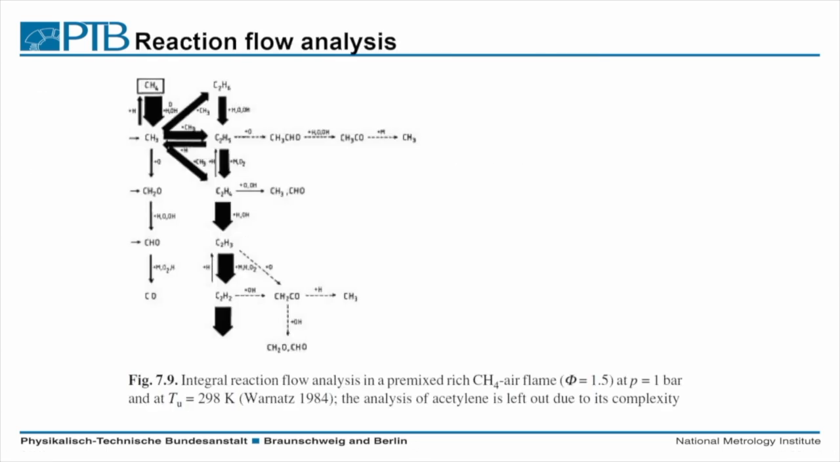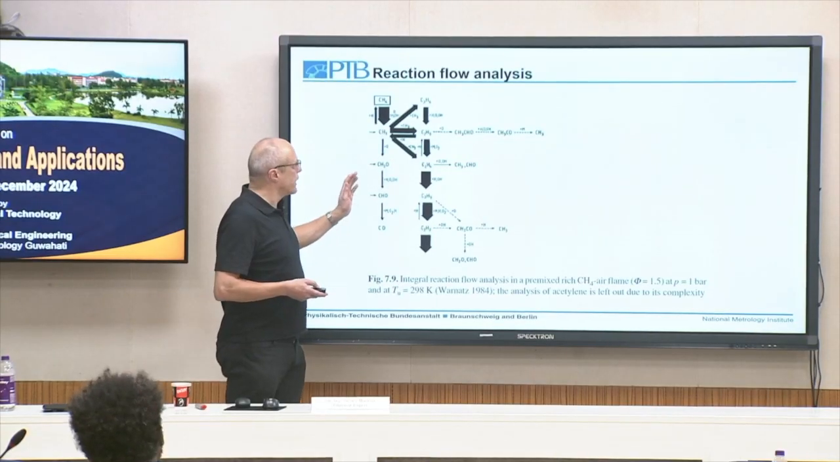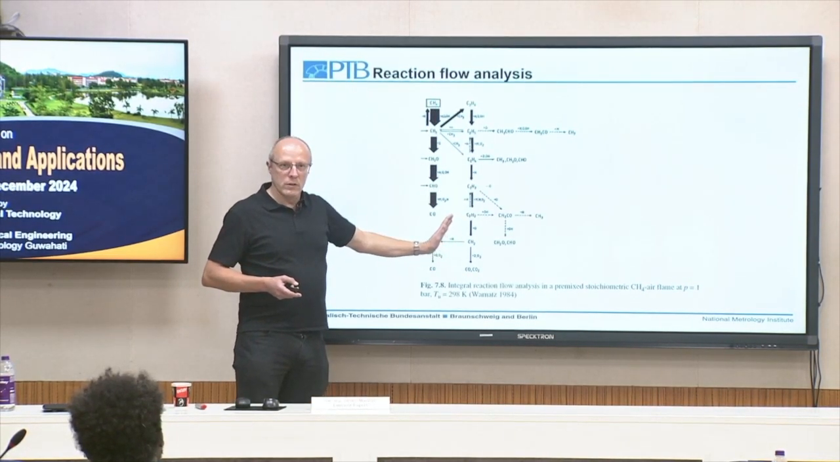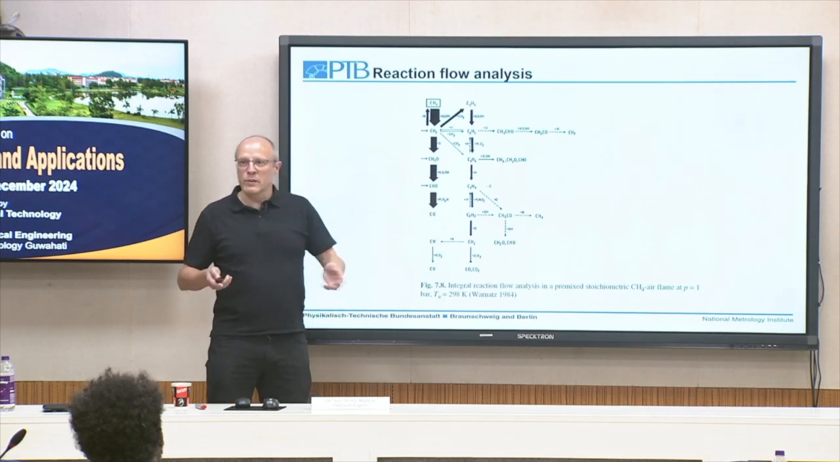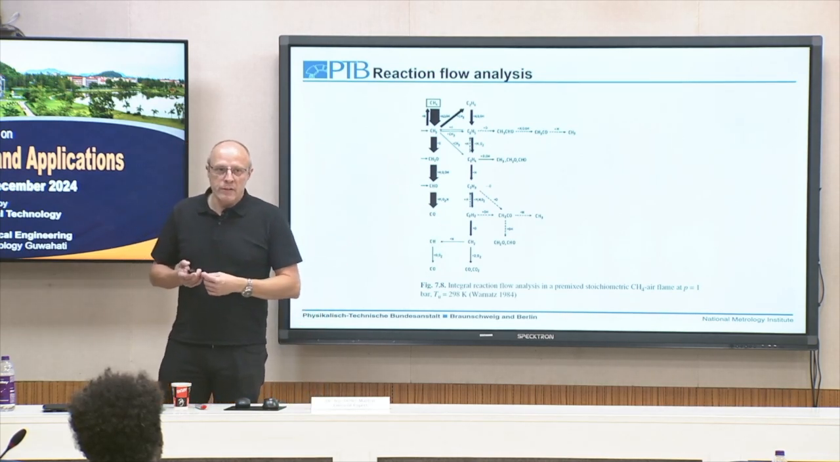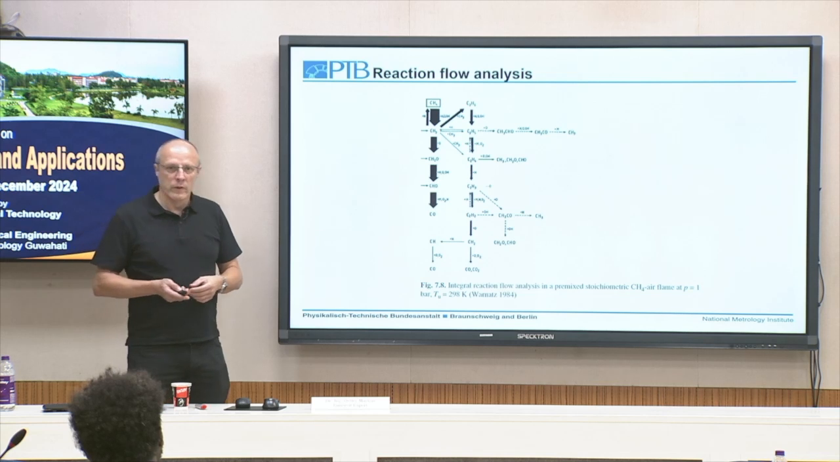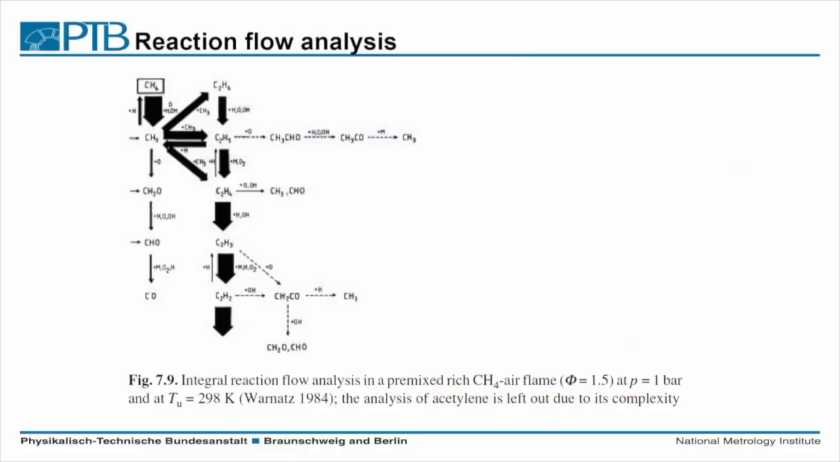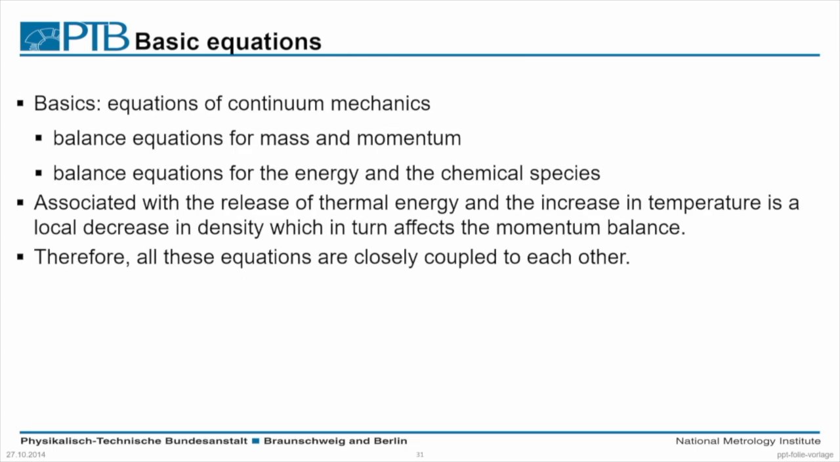And this, for example, can be used. If I want to simulate only a lean methane-air flame, I can use a mechanism which neglects this part. But finally, my result would be of sufficient accuracy. Therefore, this can be used to reduce your mechanism or to optimize your mechanism.